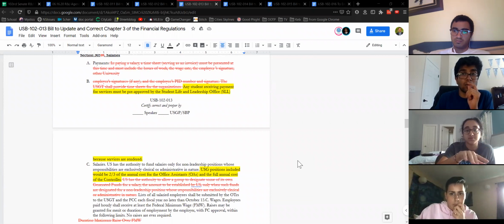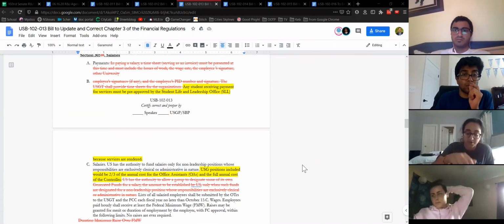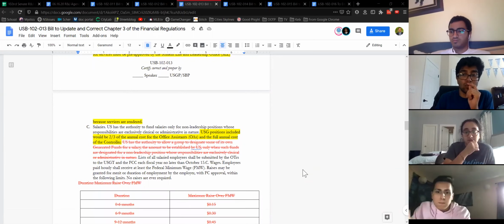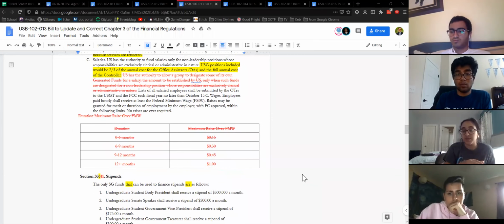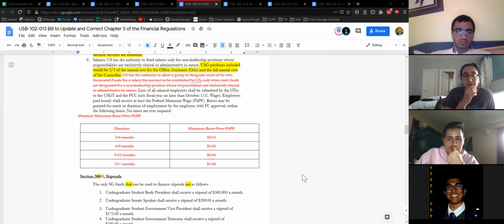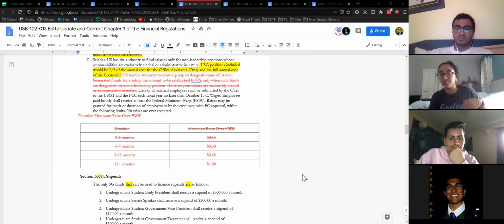We can't do that salary wages thing anymore on our own. It's more complicated, which is why we changed it to just refer to SLL. And for wages, those are the only positions that are paid by us, and they can't really have a raise. It's just a kind of a flat rate stipend. And other than that, the last thing in this bill should be restrictions.